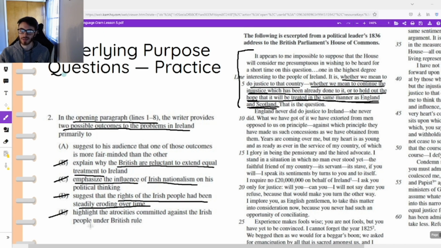No, I think we can eliminate E pretty quickly. It is talking about how things are bad for the Irish people under British rule, but it doesn't mention any specific atrocities, right? So you can't highlight the atrocities if you don't talk about what they are. A is going to be the correct answer here. Suggest to his audience that one of the outcomes is more fair-minded than the other.